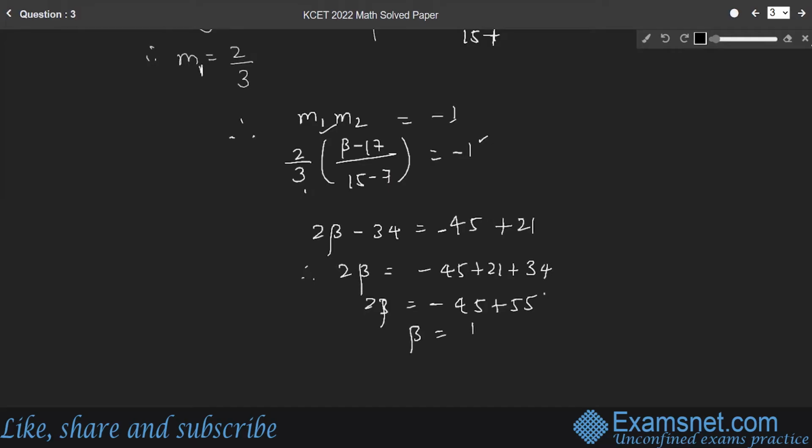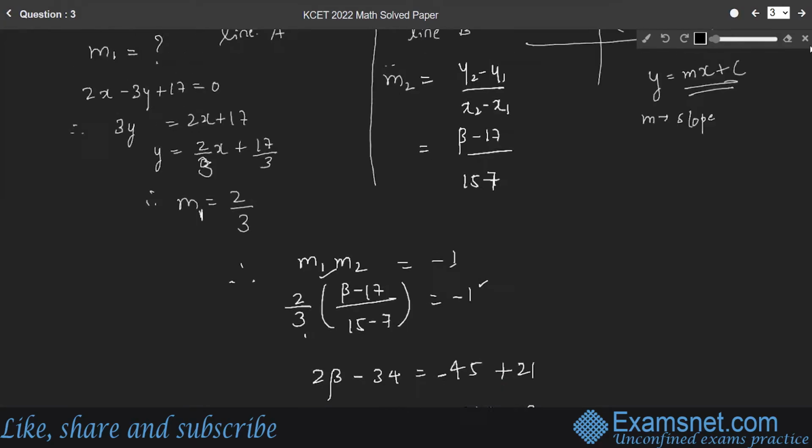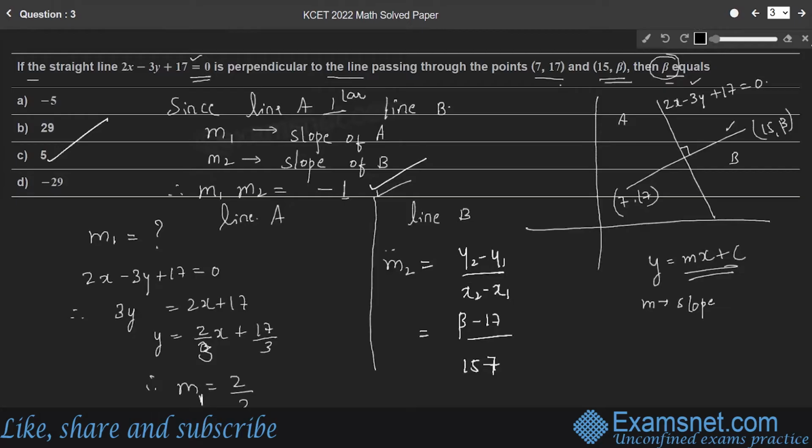Therefore, beta is 10 by 2, which is 5. Therefore, value of beta is equal to 5. Option C is the right answer.